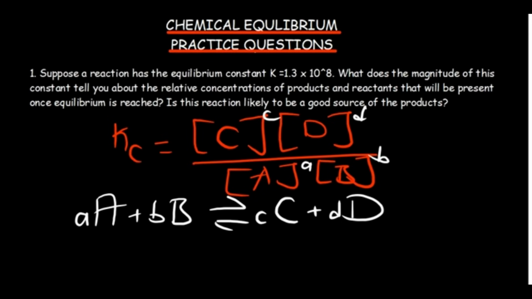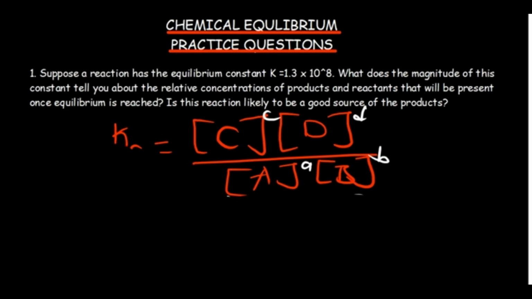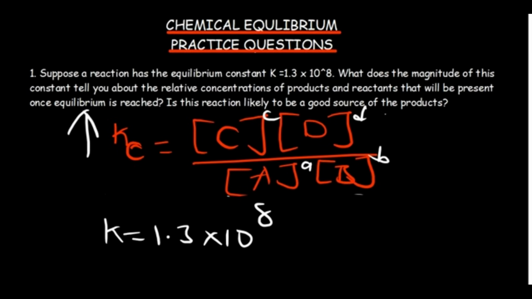So now, what are we trying to say? Now look at this. When your K is about 1.3 × 10^8, what does it mean? It means that this reaction is favoring more of what? Because if you look at your Kc, the higher the Kc, the higher the top part. So your reaction is favoring a higher concentration of the products. That's the interpretation: you have a very high concentration of the products as compared to the reactants.